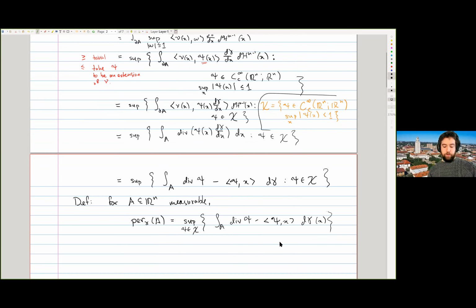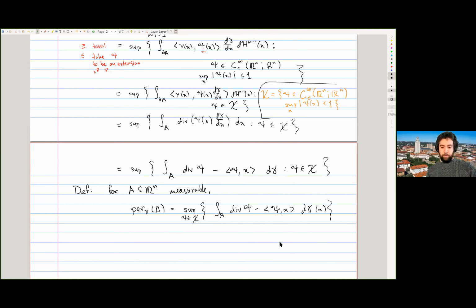If you're familiar with the definition of functions of bounded variation, it's really the exact same argument here. Let me put that in parentheses. You can also see this as the bounded variation norm of the indicator function. But if that doesn't mean anything to you, then don't worry.